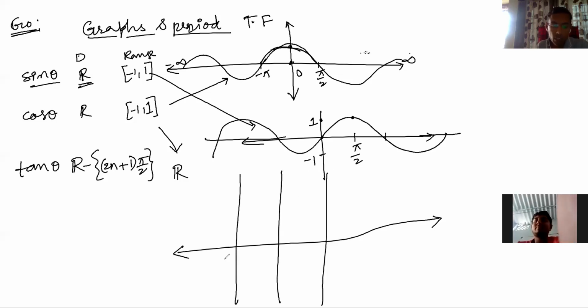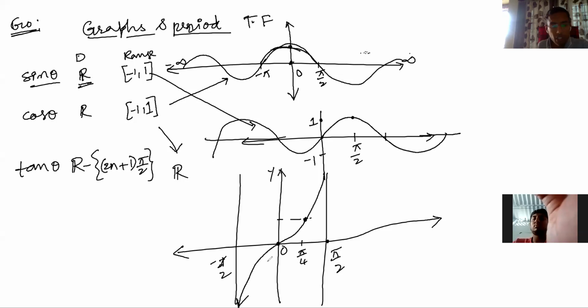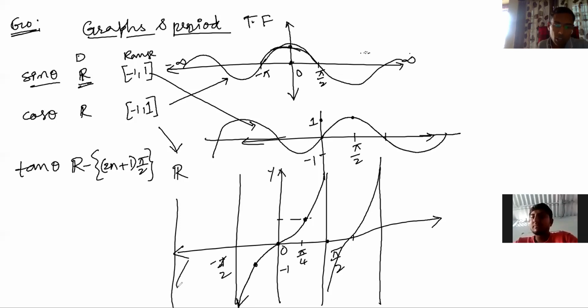If I draw it, this is minus pi by 2, this is 0, this is the y-axis, this is plus pi by 2, and it's going to be like this. For 0, it is 0. In between comes pi by 4, and for pi by 4, it is 1. In the fourth quadrant, it is the same thing but negative, this is -1. So the graph will be like this, and if you take another interval, again it will be like this.